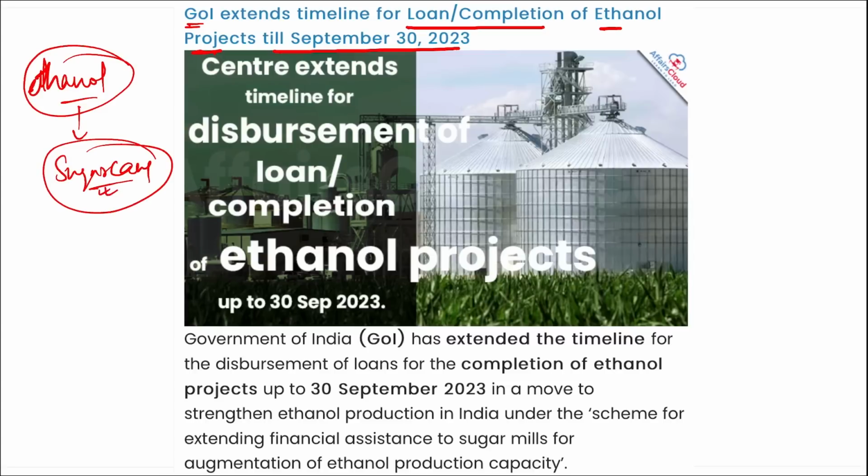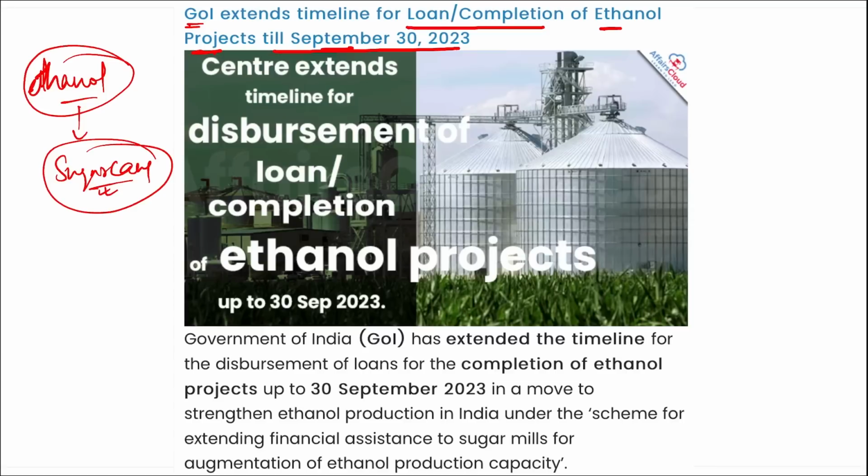Correct? Then Government of India has extended the soft loan through the banks to the mills for setting up new distilleries, expanding the existing ones, and installation of the boilers or installation of any method as approved by the Central Pollution Control Board for zero liquid discharge. The deadline for the loan disbursement for ethanol project was set on 31st of March 2023, but now it has been extended till 30th of September 2023.